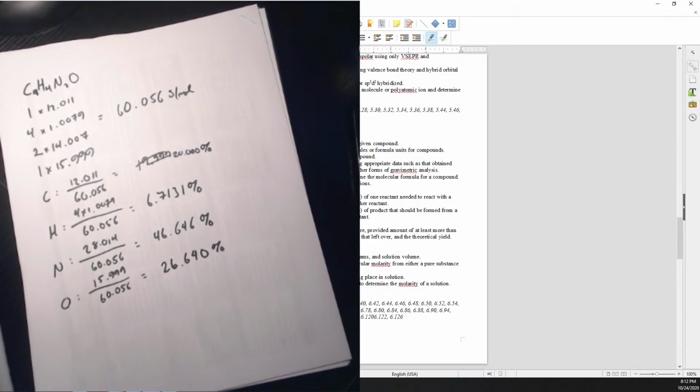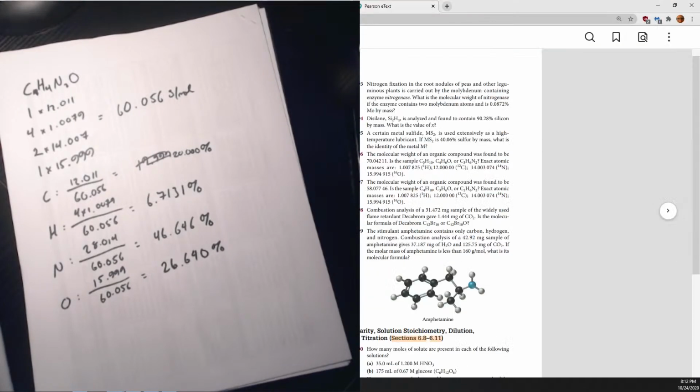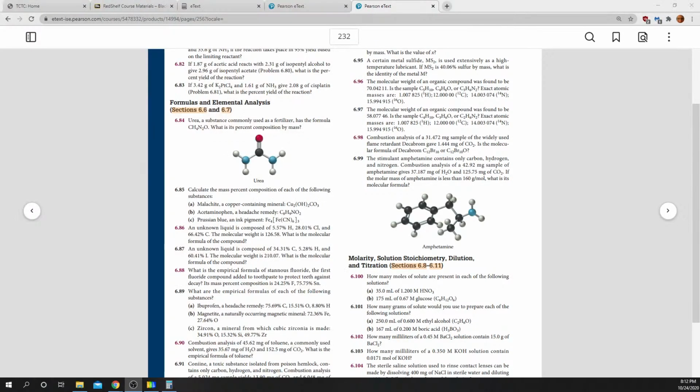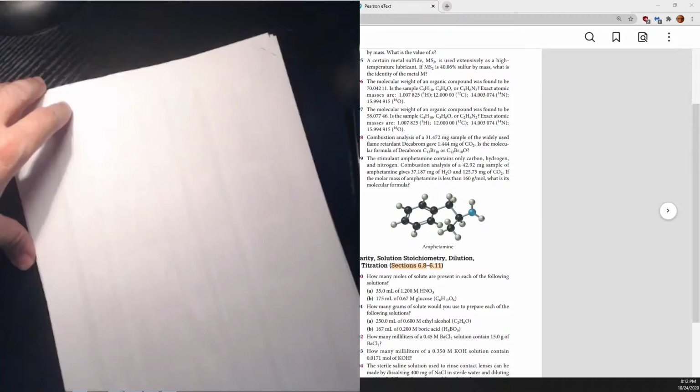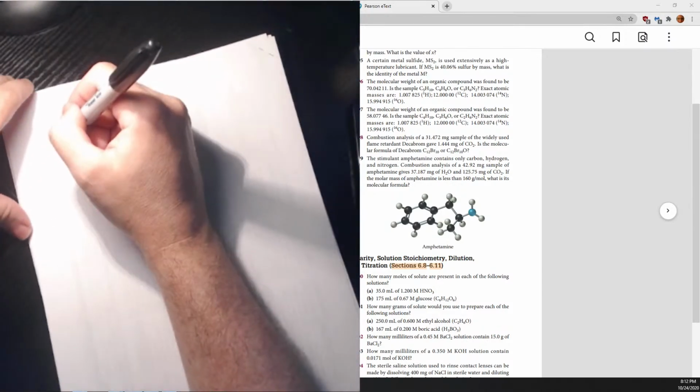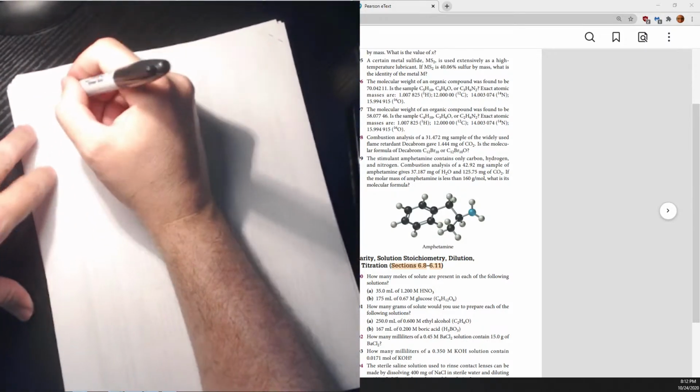All right, what problem is next? 84 is followed by 86. An unknown liquid is composed of 5.57% hydrogen, 28 point... Okay, so they give us the percent composition and they give us the molecular weight. So what is the formula? We're just going to go directly there.